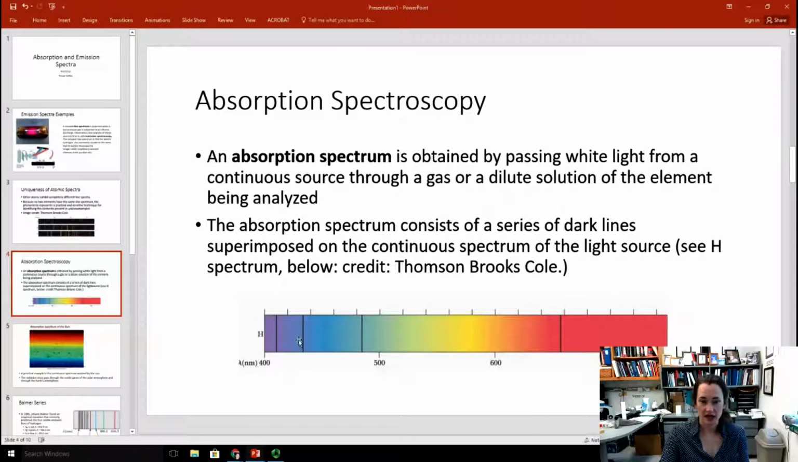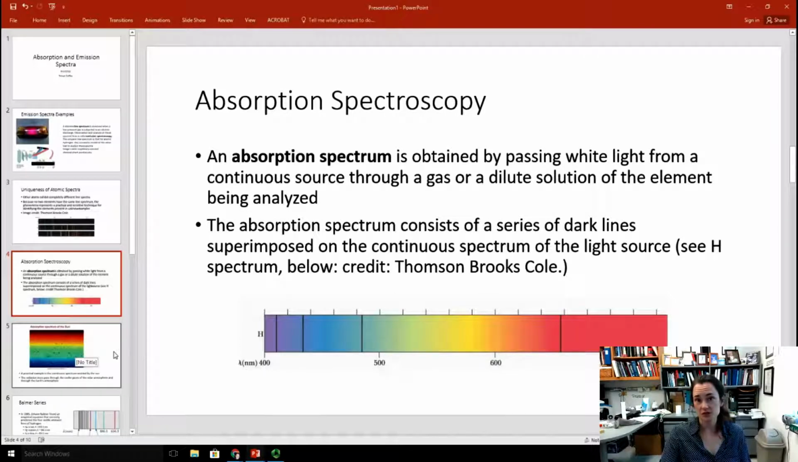Now the black lines, for example, this is the absorption spectrum for hydrogen. The black lines appear within the rainbow at the same places, same wavelengths, that the bright emission spectra lines appear, okay? So the lines are the same, it's just a matter of how they appear. And the absorption spectrum consists of those dark lines superimposed on the continuous spectrum of the light source.